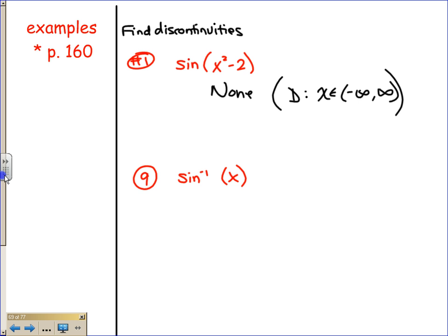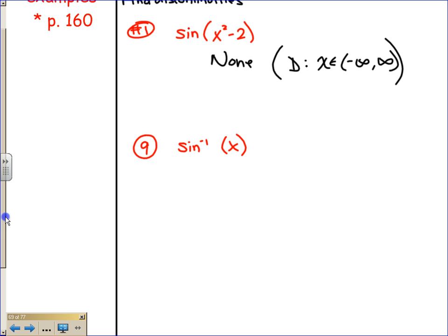None. Why none? It's just the inverse. It would have the same domain as the top. Wouldn't it? Like all real numbers. No, domain is the range. Its domain is the range of the original. What's the range of sine? So there are no discontinuities in its domain. There are none in its domain.